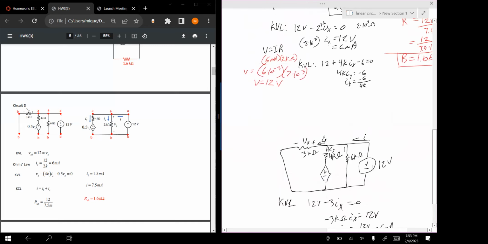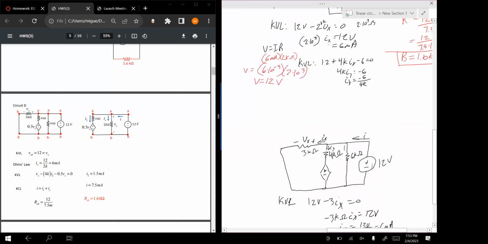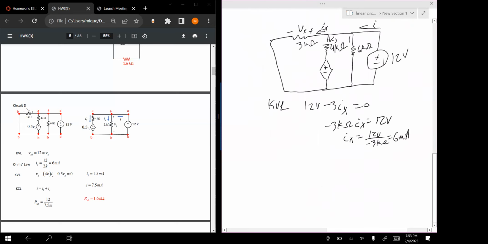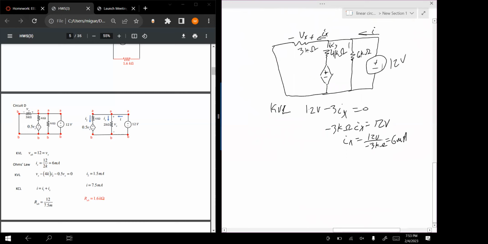Now, one of the things is that to find the equivalent resistance, what we did, because these two are in parallel, we combined them. If you combine them, you get a circuit similar to this. Okay, hold on. There we go. That's 12 volts. This is 4. This is 0.5 VX. And then this ends up being 2 kilo ohms.